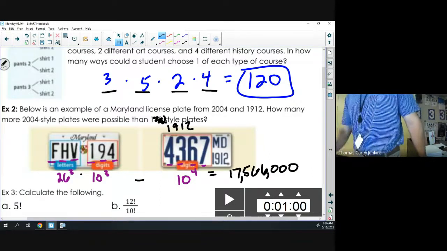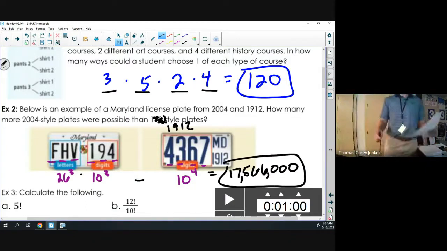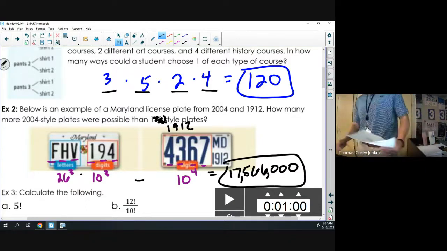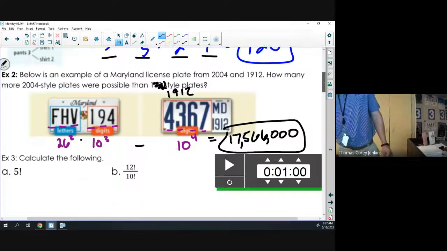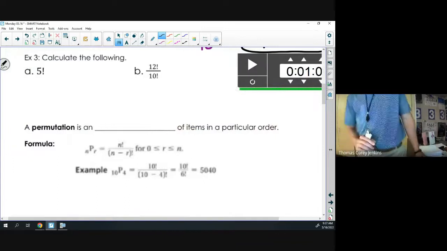So over 17 million more possibilities, which, if you think about it, that makes sense because there were a lot fewer drivers back then, right? So that would make sense that we would need more plate options now. Okay, so going to example 3 then.